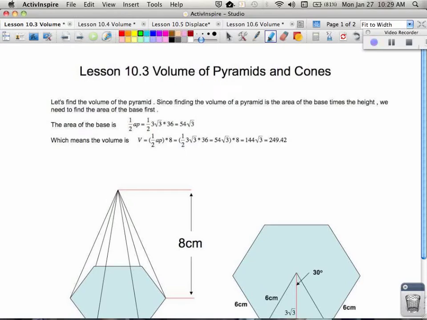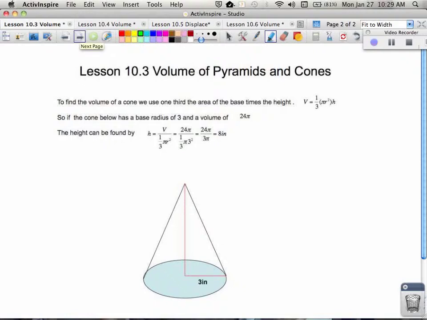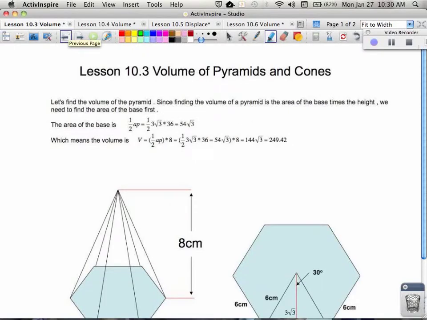In 10.3, we are going to advance on to volume of pyramids and cones. The big difference between the volume of pyramids and cones is that when you find the volumes of these things, we get the volumes of pyramids and cones being 1/3 the area of the base times the height.